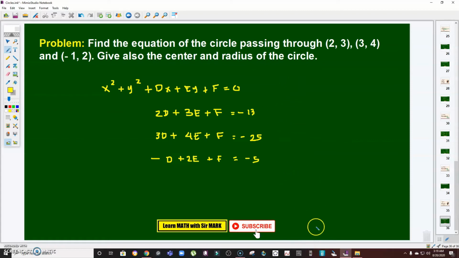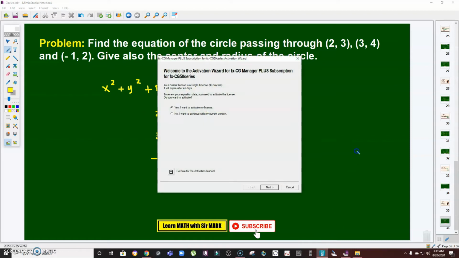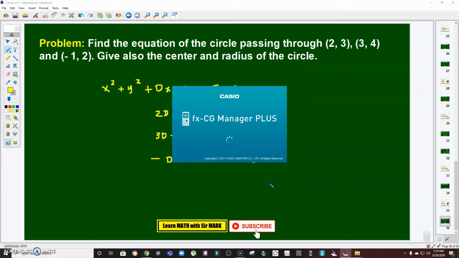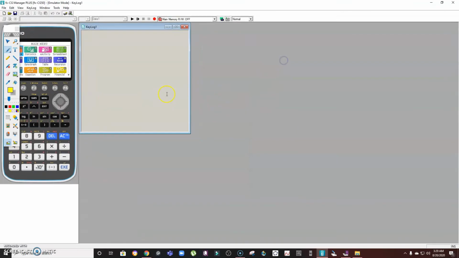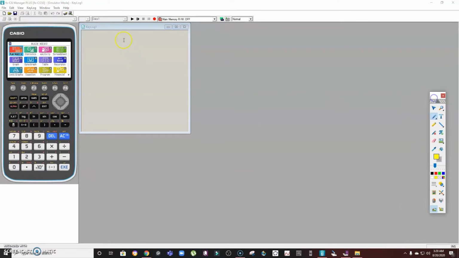I'm now going to use the calculator. If you want to have this on your laptop or desktop, you can download it for free, and you can find the link in the video description below. But a reminder, this emulator is only good for 3 months or 90 days.